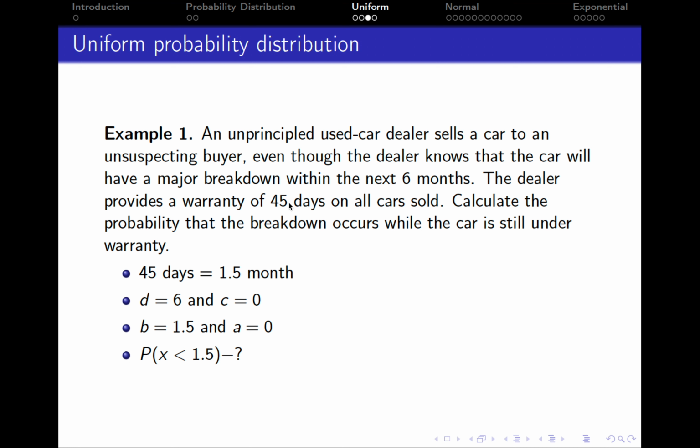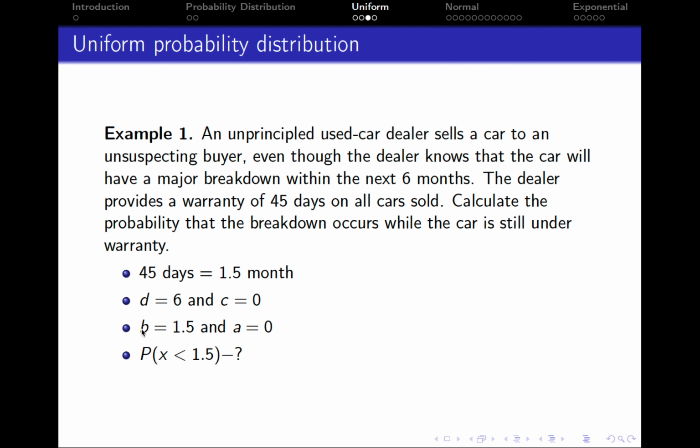So we know that the warranty is 45 days, or if we transform this into months, this is 1.5 months. From this description, we can also get the size of the main interval, so the upper and the lower boundaries of the main interval. In this case, the interval is from 0 months till 6 months, so till the car breaks down. So d will be 6 and c is 0. And we are interested in the probability that the car will break down within the first 1.5 months. So we're interested in the probability that x lies between 0 and 1.5.